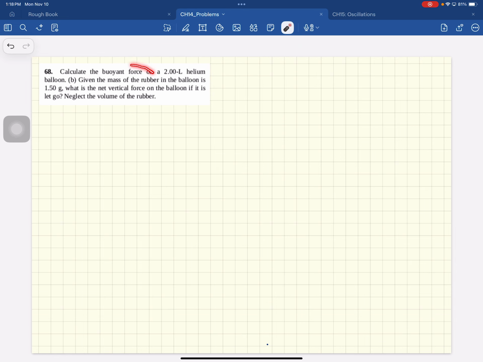All right, so this problem says calculate the buoyant force on a 2-liter helium balloon. So this is a small balloon that you can buy at Publix or whatever. Given the mass of the rubber in the balloon is 1.5 grams. What is the net vertical force on the balloon if it's let go? Neglect the volume of the rubber.